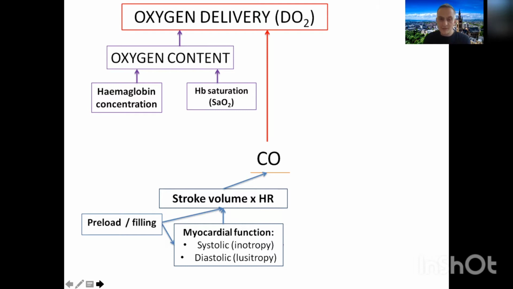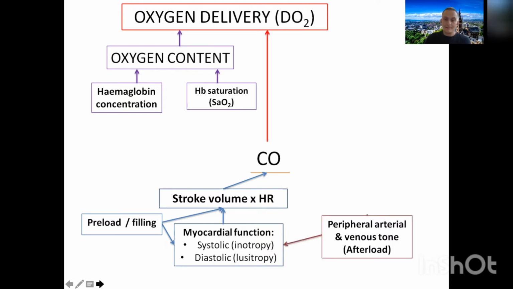And stroke volume is also determined by how much blood is filling that ventricle. The preload, remember the Frank-Starling relationship? To a point, the more blood that the ventricle is filled with, the more it will eject. And that's the concept of this relationship between preload and myocardial function. And the other thing that will determine myocardial function is the afterload on the ventricle, the pressure or resistance at which it must work against. And for the systemic circulation, the systemic vascular resistance is determined by peripheral arterial and venous tone.